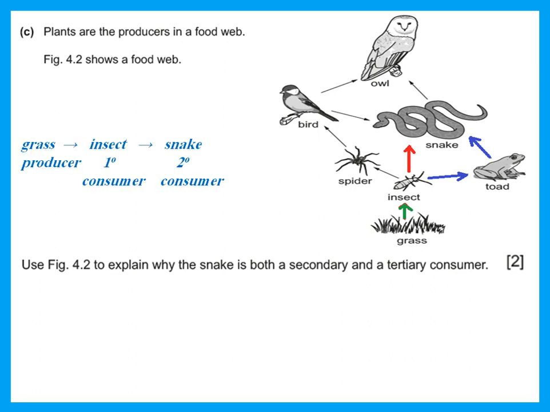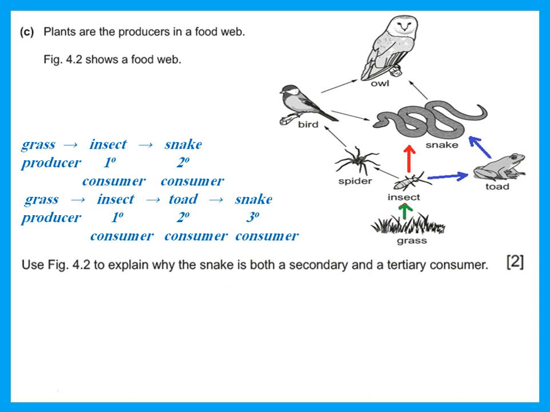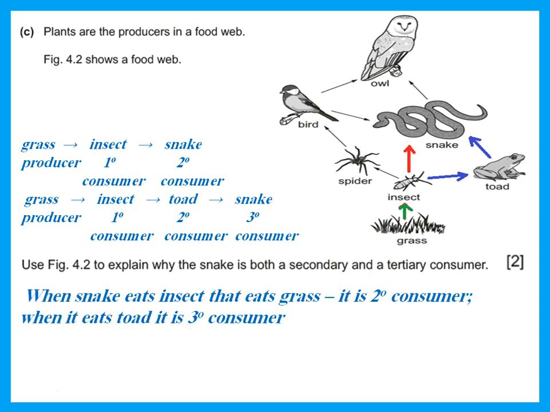Can you see that? So if it goes from grass to insect to snake, then the grass is the producer, the insect is the primary consumer, and in that case, the snake is a secondary consumer. But if we go the other way, grass to insect to toad to snake, then in that case, the snake is a tertiary consumer. So when the snake eats an insect that eats grass, it is a secondary consumer. When it eats the toad, then it is a tertiary consumer.